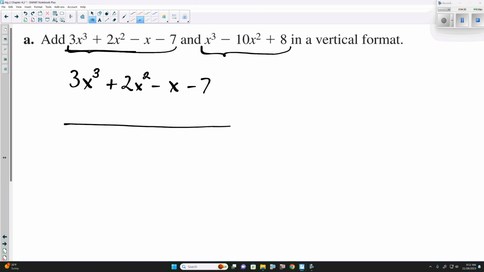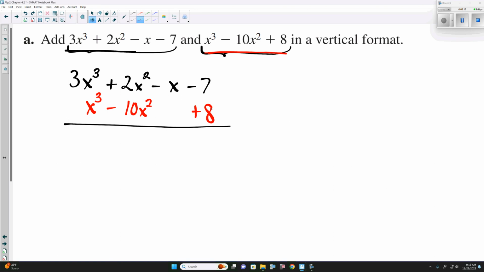Then we'll put the other one underneath it. So we'll line up the like terms. x cubed goes under the other x cubed. Next one's negative 10x squared. We put it under the x squared term. Our x term, do we have one? No. So I'm not going to put anything under the negative x. And then I'm going to put our plus 8 under our minus 7. So we just line the terms up. Questions on this here?